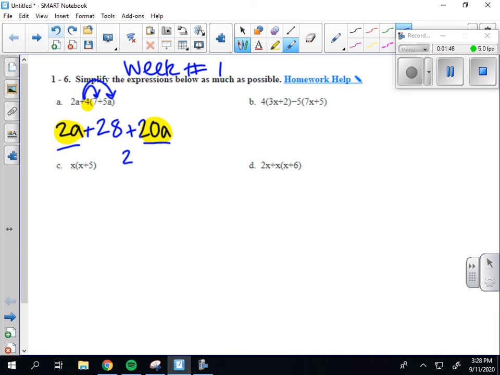Okay, let's do letter B. Letter B actually has two sets of parentheses, and so I'm going to do two different multiplications. The first one, I'm going to take the 4 and multiply it by each part. The second one, I'm going to take the negative 5. Don't forget that that negative is attached to that 5. It's a super easy thing to forget.